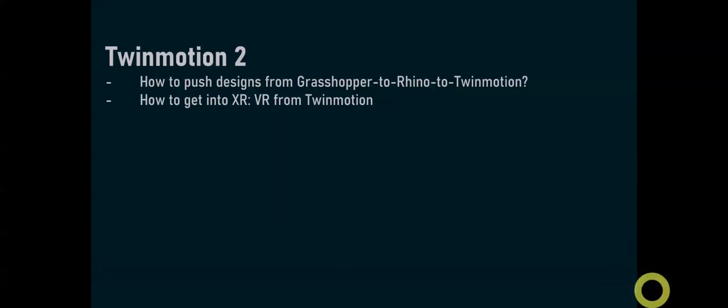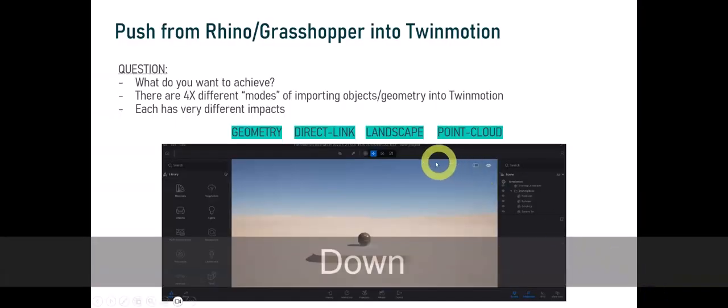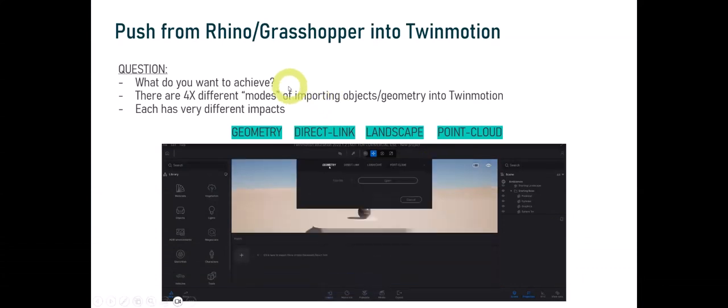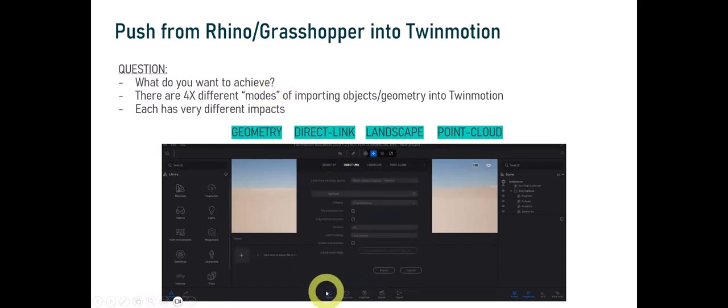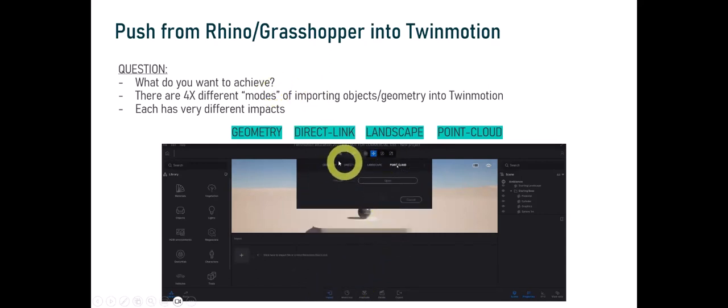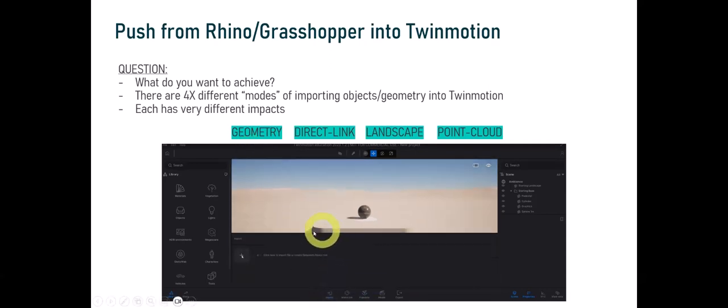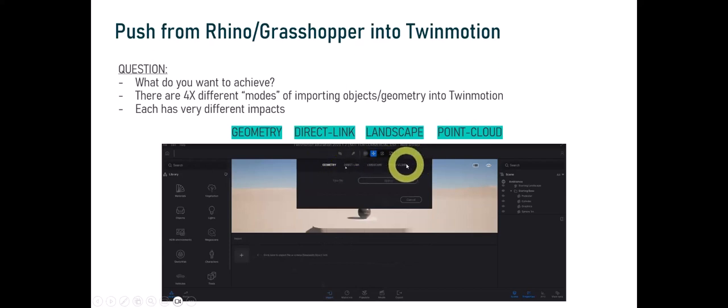All right, the next big thing to talk about is how to push designs from Grasshopper to Rhino to Twinmotion, and then how to get into XR or VR. Well, there is a question that you have to ask yourself before pushing into Twinmotion, which is, if you go to import, you get four different options, and each of them have different impacts or effects. So again, I'm just going to import, and when I click on import, I get these four different things: geometry, direct link, landscape, and point cloud.